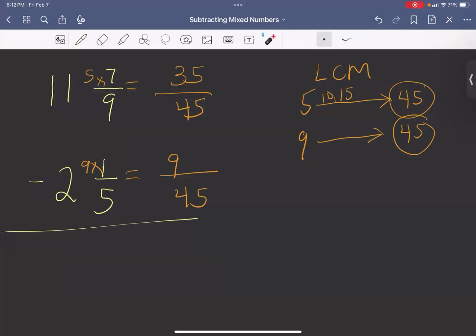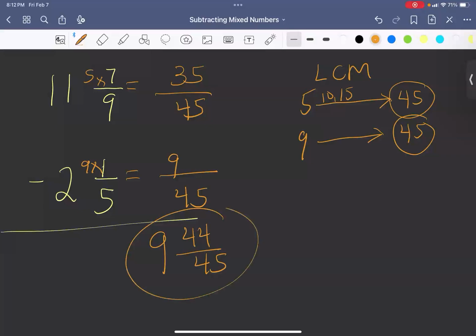So now 35 plus 9 is 44. And we keep the same denominator, which is 45. Now we subtract 11 minus 2, which is 9. So the answer is 9 and 44 over 45.